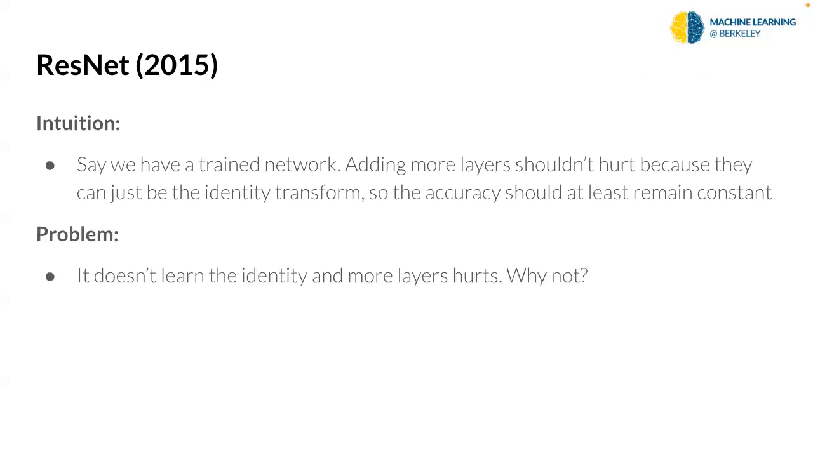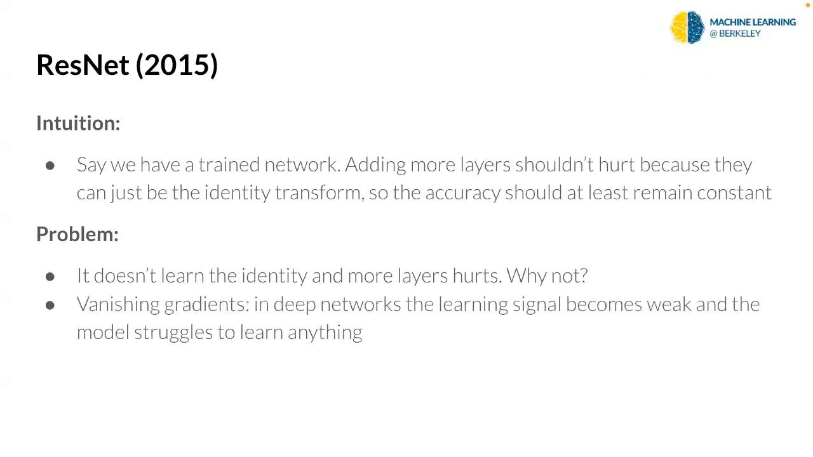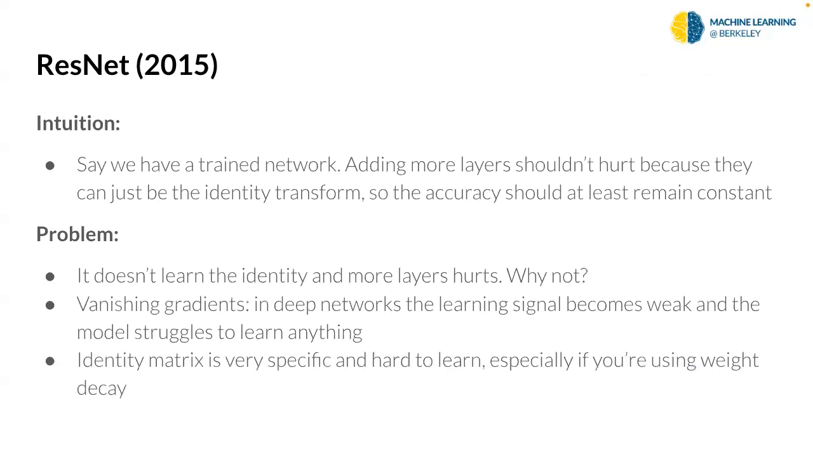The hypothesis doesn't hold up. Again, the reason is vanishing gradients, but I guess another intuitive way to look at it is the identity is actually surprisingly difficult to learn. The identity matrix is very specific, and to be able to set all of the values to near zeros and set the diagonal to 1, it turns out it's actually difficult to learn that.